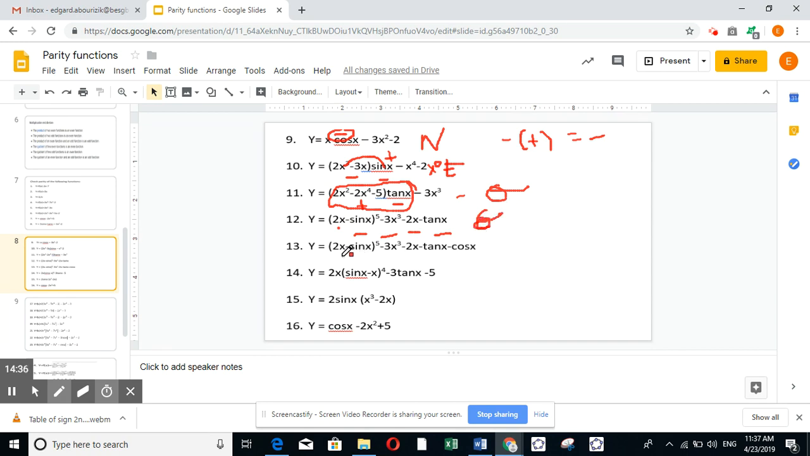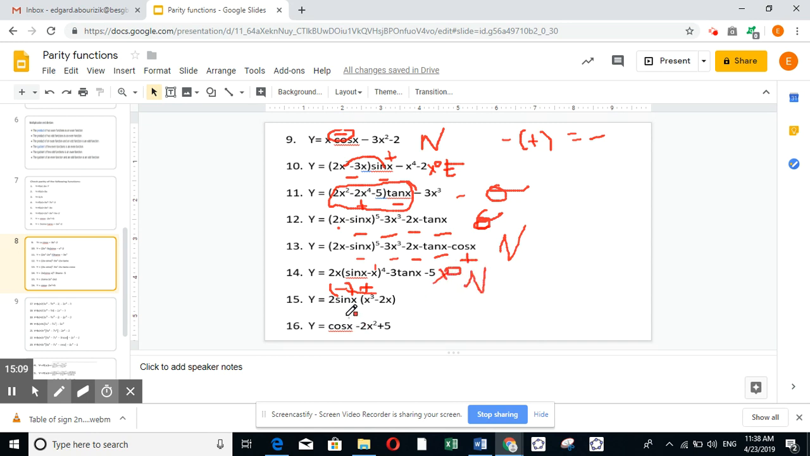Sum of odd plus odd plus odd plus odd is odd. Here odd power 5 is odd, minus power 5 is odd. Here is odd, here is odd, here is odd, here is even. You have a sum of odd plus a sum of even, so this is neither. Here sine x is odd. Minus x power 1 is odd. Odd power 4, minus power 4, is a plus. Plus times minus is minus, so here this is odd. This is odd, this is even. So the sum of odd plus even, because x power 0, this is neither.